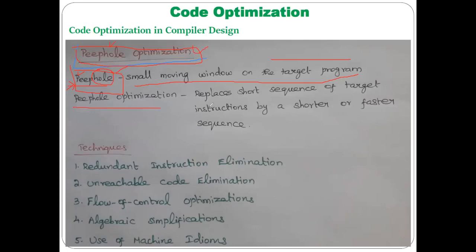Okay, so peephole optimization replaces a short sequence of target instructions by a shorter or faster sequence. Exactly, we are going to replace or modify a short sequence of target instructions, or a slower sequence of target instructions, by a shorter sequence and a faster sequence of target instructions. That is nothing but peephole optimization, and generally this gets performed on the target code, and sometimes it can also be performed on the intermediate code.